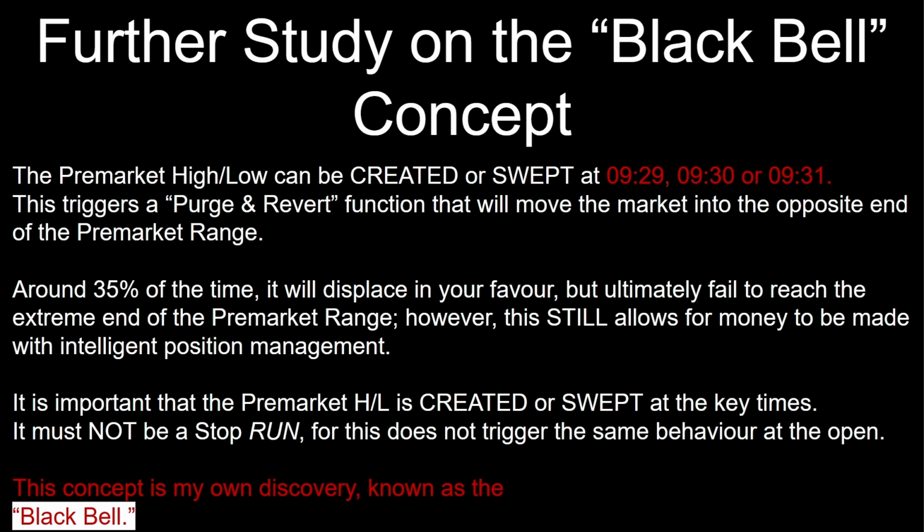The pre-market high or low can be created or swept at 9:29, 9:30, or 9:31. This triggers a purge and revert function that will move the market into the opposite end of the pre-market range. Around 35% of the time, it will displace in your favor, but ultimately fail to reach the extreme end of the pre-market range. However, this still allows for money to be made with intelligent position management. It is important that the pre-market high or low is created or swept at the key times. It must not be a stop run, for this does not trigger the same behavior at the open.